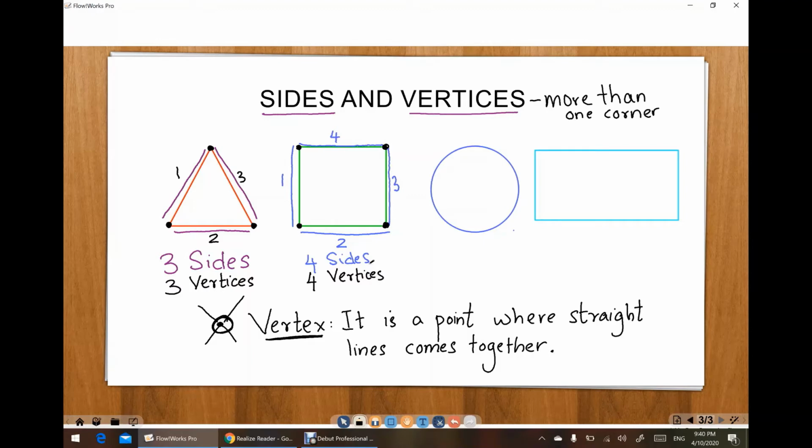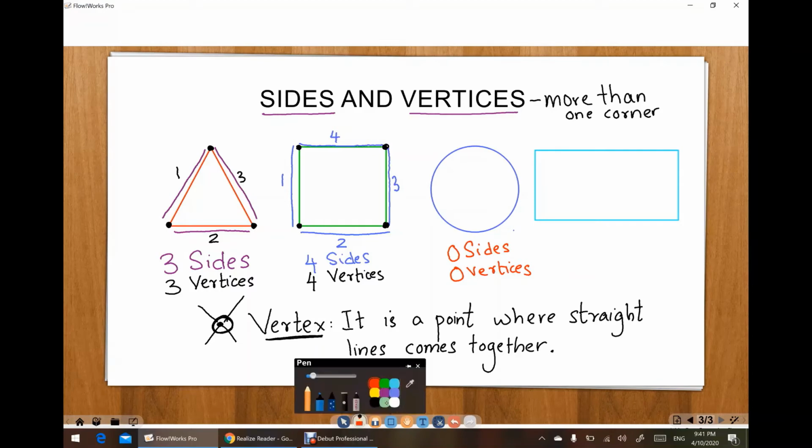Okay? Now, next shape. What is this? Can you see any straight side over here? No, there are no sides. Can you find any vertex or vertices? No. So a circle is the only shape that has 0 sides and 0 vertices. Can you see any corners over here? No. Do we have any straight lines over here? No. So 0 sides and 0 vertices.